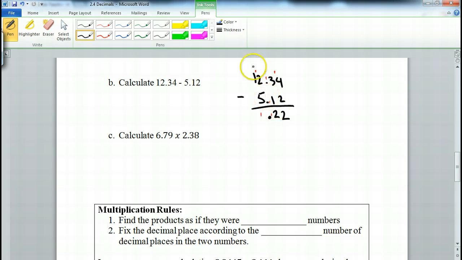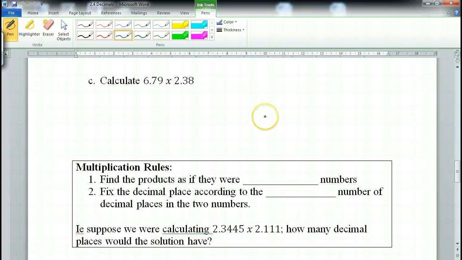2 minus 5 I can't do, so I have to borrow from the tens digit here, and that 1 is going to disappear. And now I have 12 up here. And 12 minus 5 gives me a 7. Okay, there we go. Let's move on to multiplication.